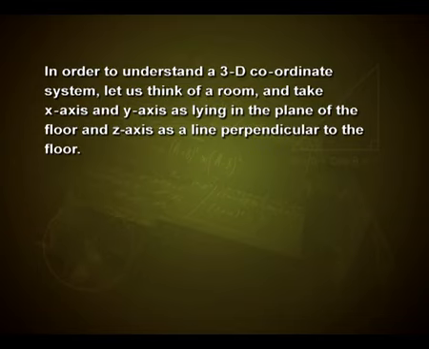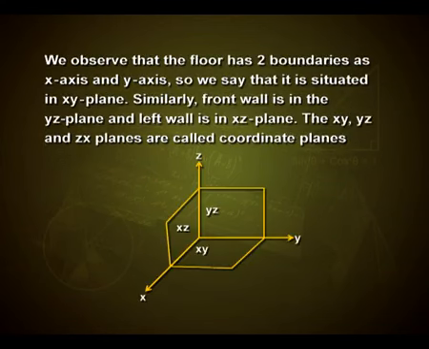x-axis and y-axis as lying in the plane of the floor and z-axis as the line perpendicular to the floor. We observe that the floor has two boundaries, the x-axis and y-axis. So, we say that it is situated in the xy plane. Similarly, the front wall is in the yz plane and the left wall is in the xz plane. The xy, yz and zx planes are called coordinate planes.